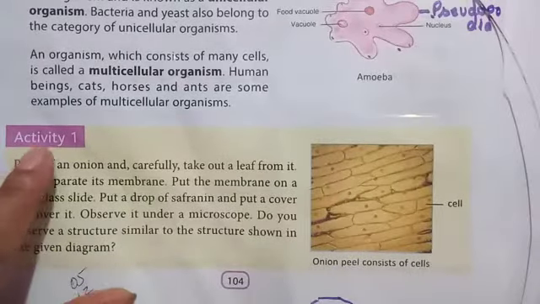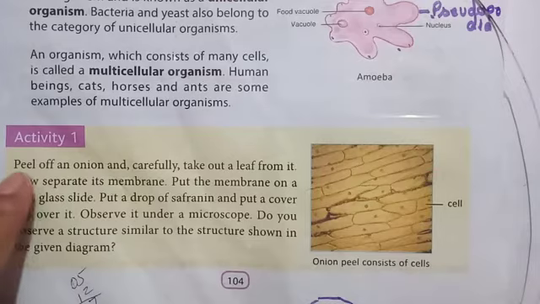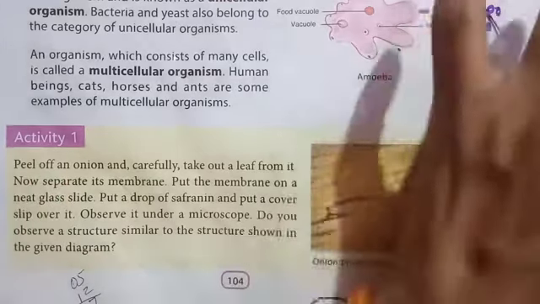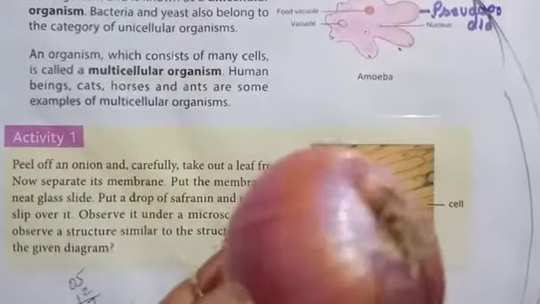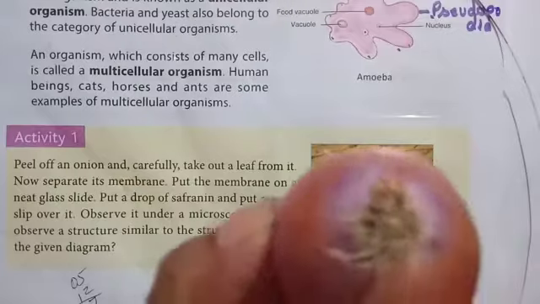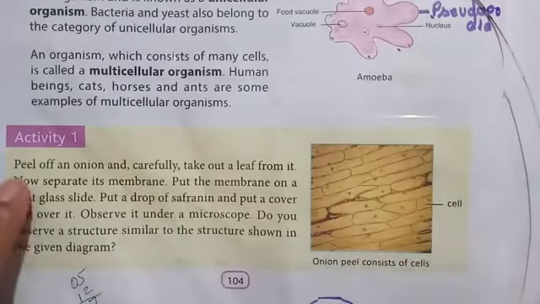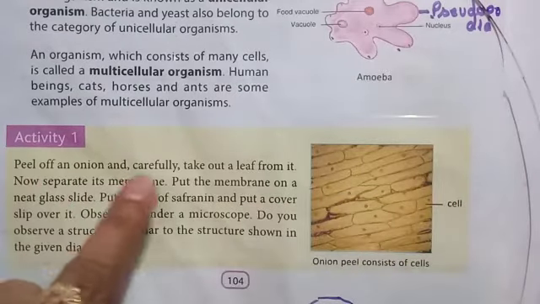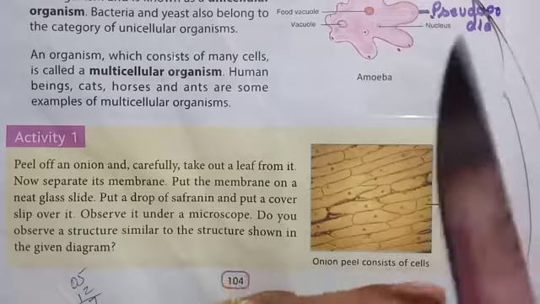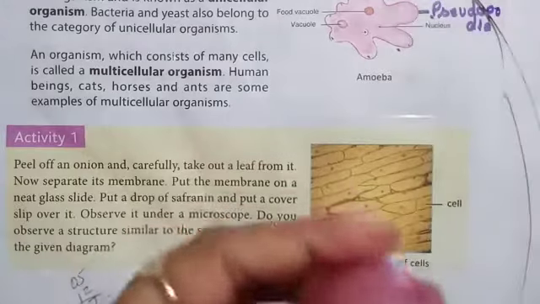This is activity 1. Look here. What is required? Peel of an onion. This is an onion. I have just collected an onion. Look here. We peel the onion. Look, now I am peeling the onion.